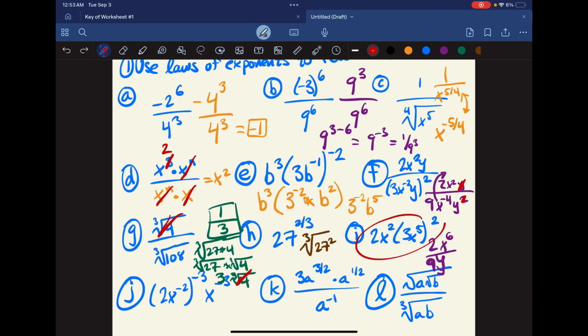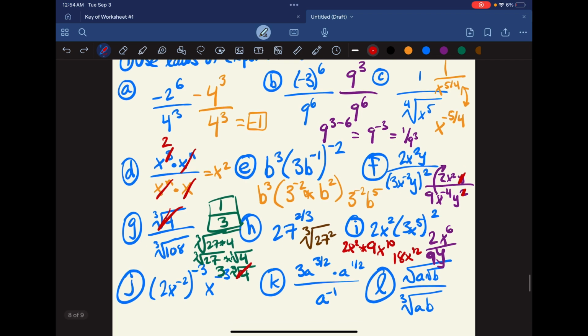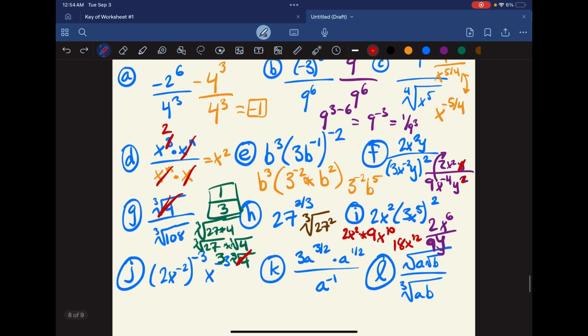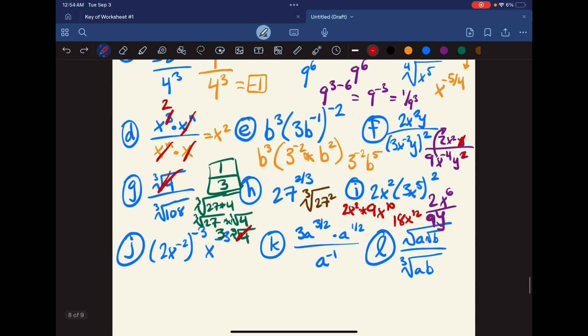Okay, so now this stuff, it's going to be 2x squared times 9, since 3 squared is 9. x to the 5th squared is x to the 10, because exponents outside become multiplication inside. So then this is 18x to the 12, because multiplication between two exponents becomes addition inside. So we get 18x to the 12.